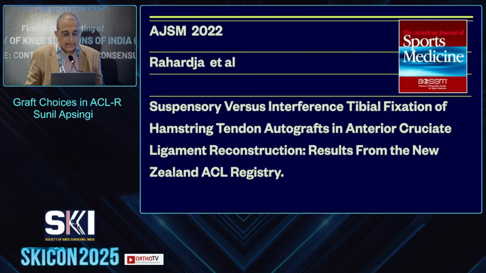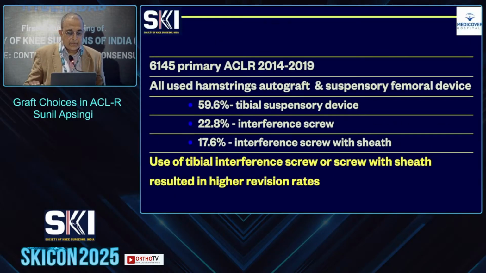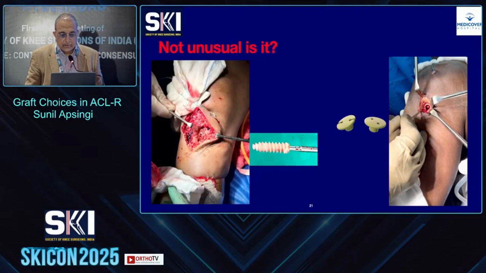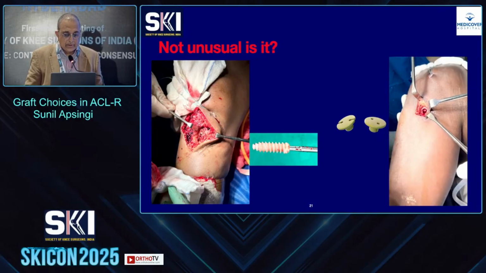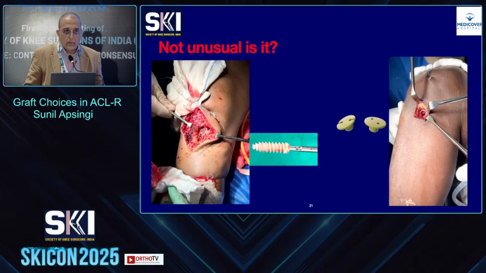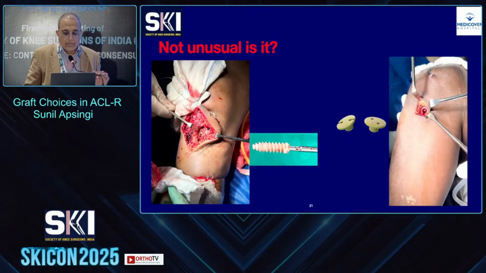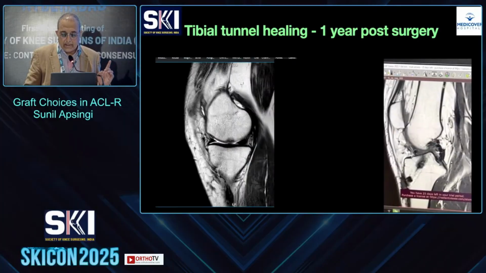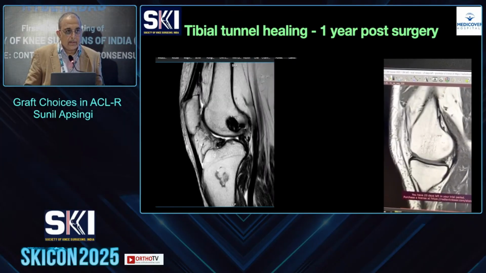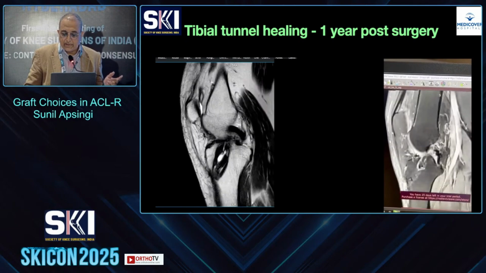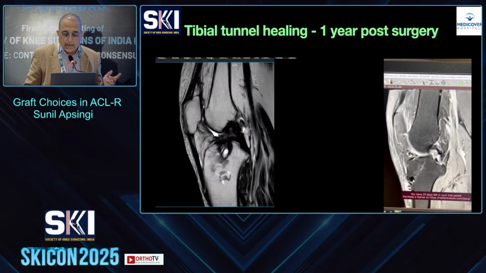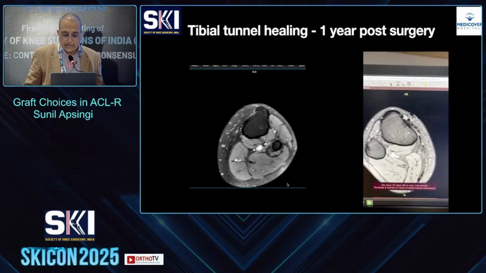A recent article published in AJSM, from the New Zealand Registry, compared suspensory fixation versus screws, and they found that suspensory fixation on both sides resulted in lesser revision rates. It is not unusual for us to find this, where you put a screw and after 2 years you find the screw intact and a big hole there. Whereas with a suspensory fixation, you can see on the left side that the tunnel has healed and it is complete bone there. You can see this even on the MRI scan. On your right side is the screw, on the left side is the suspensory fixation, and you can see how well the bone has healed between the graft and the suspensory fixation device.